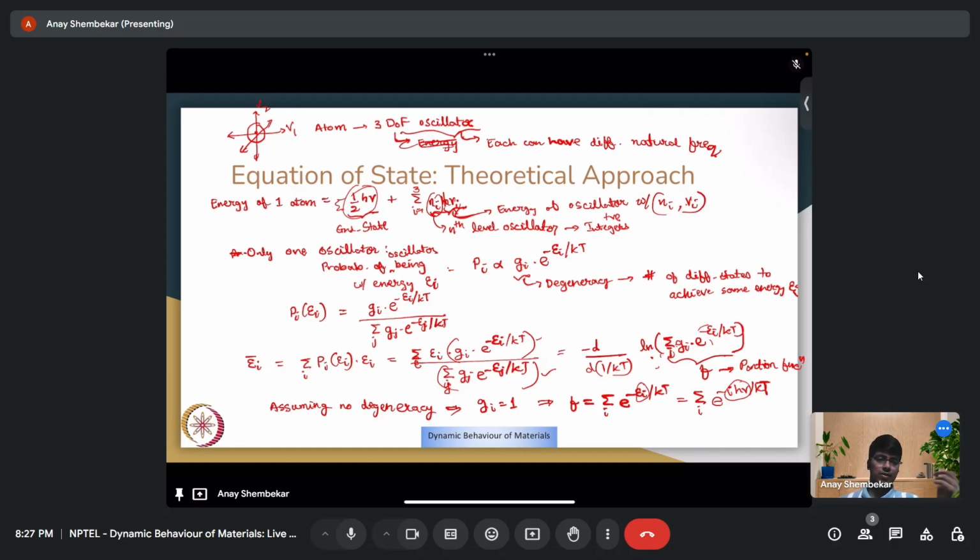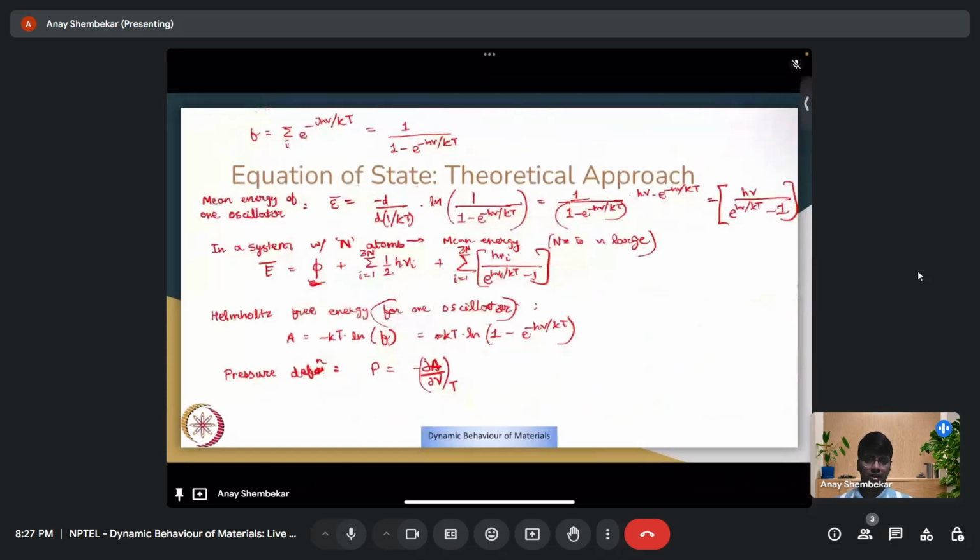So the nth energy state would be say n into nu, with nu being the natural frequency. Now, then we evaluated the mean energy of one oscillator. In that calculation we defined something called the partition function, which we require later on in calculating Helmholtz free energy.